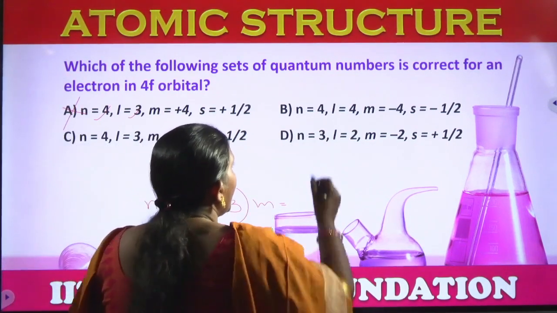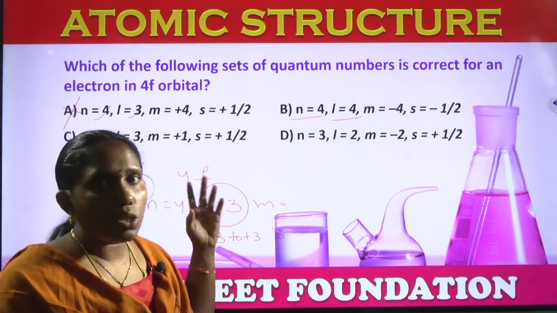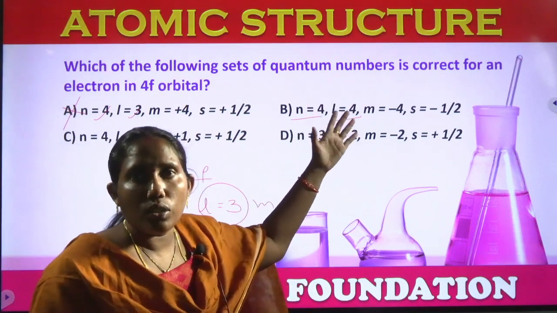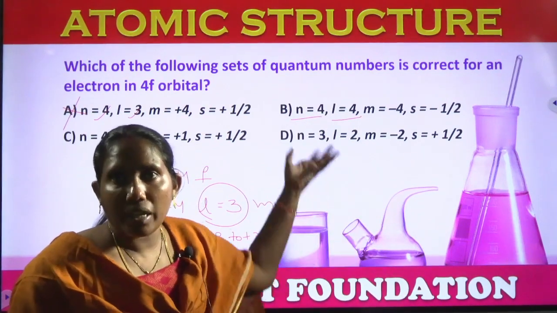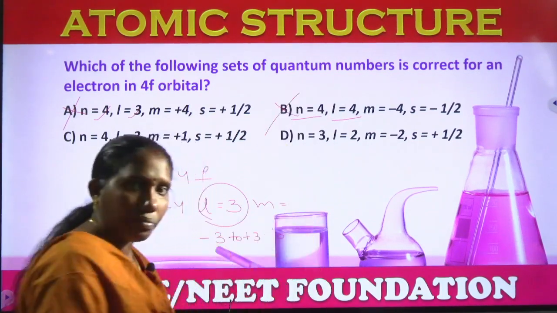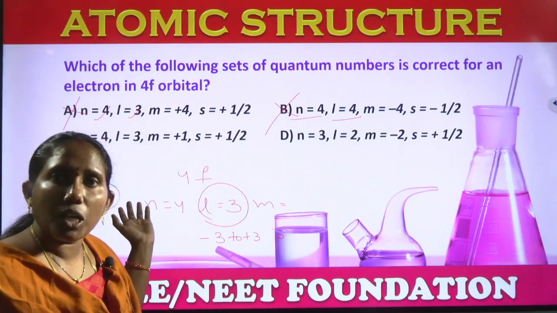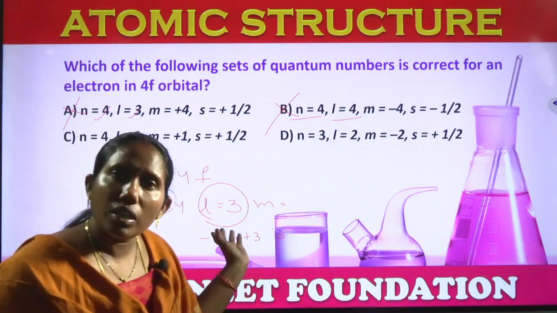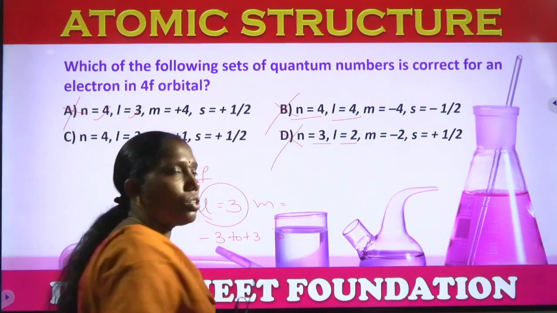Comes to here, n equal to 4, L equal to 4, but given f orbital, L should be 3. So the second option is also wrong. And also he gave n and L the same values, but that is also wrong, because always L value should be less than n. But here he gave equal. So B option is also wrong. Comes to the D here. n is 3 he said, but 4f orbital means what is the n value? 4. L is 2 given, f orbital L value is 3. So n and L values are both given wrong. So D option is wrong.